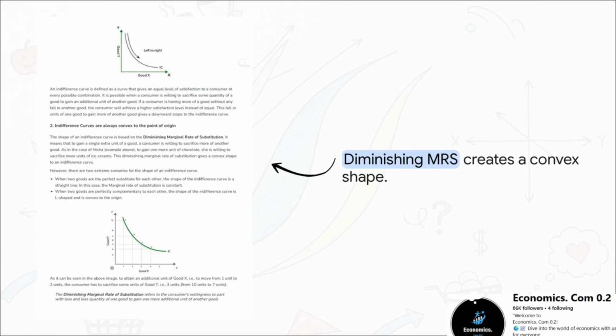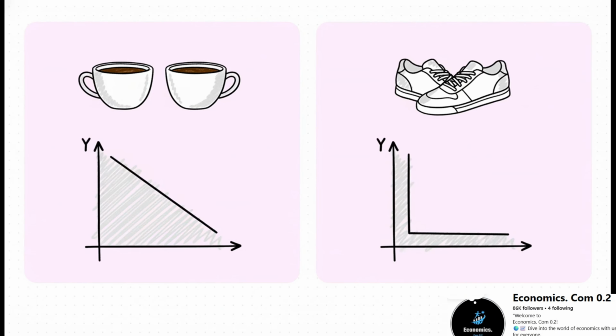It bows inward. Now, there are a couple of extreme exceptions to this convex shape. If 2 goods are perfect substitutes, meaning you really don't care which one you have, they are entirely swappable, the MRS is constant, giving you a perfectly straight line. On the flip side, if goods are perfect complements, meaning they literally have to be consumed together, like a left shoe and a right shoe, the curve becomes a severe L-shaped angle. But for normal goods, the curve is always beautifully convex.